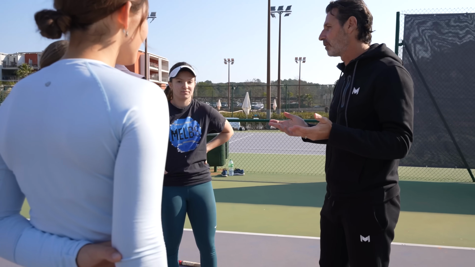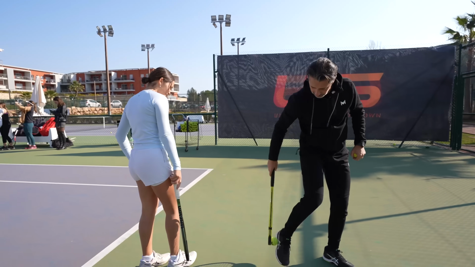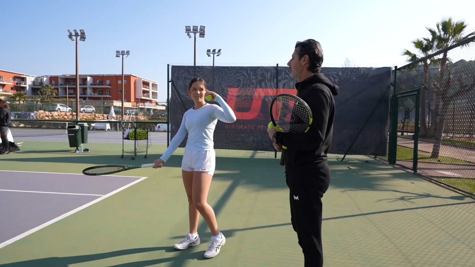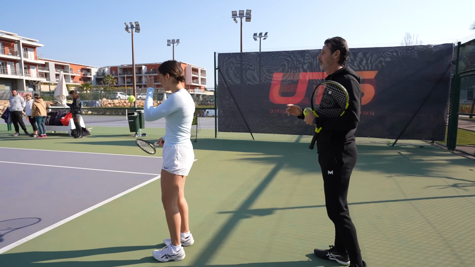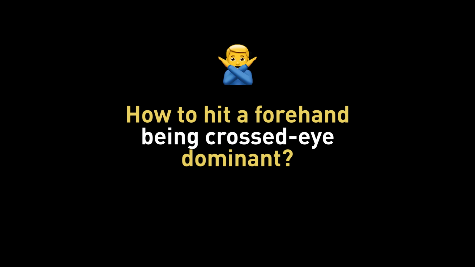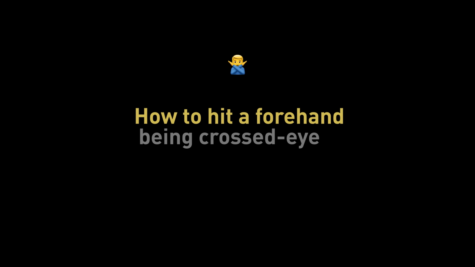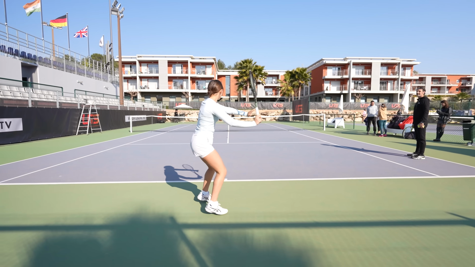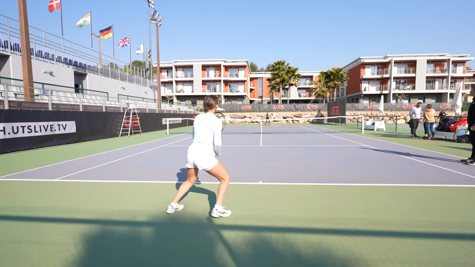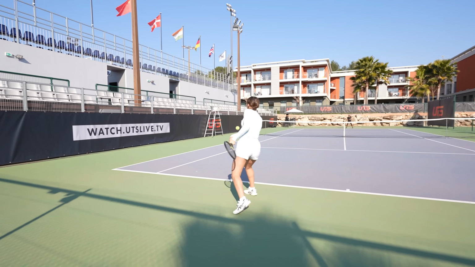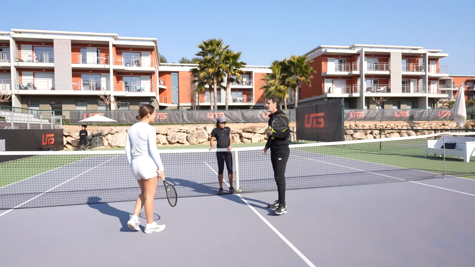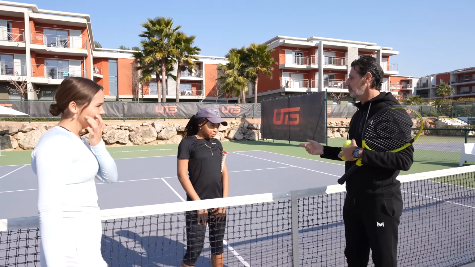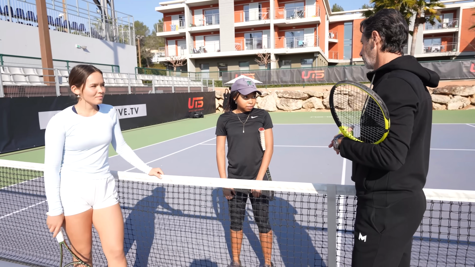Okay, let's start with the two left eye dominant. You're just going to hit some balls. I want to see if your technique is in accordance with your eye dominance. It's cross. You are cross, yeah, exactly. Both of you are cross dominant. Which one is your best shot, forehand or backhand? Forehand. Yeah. The immense majority of cross-dominant players have a better forehand than backhand.